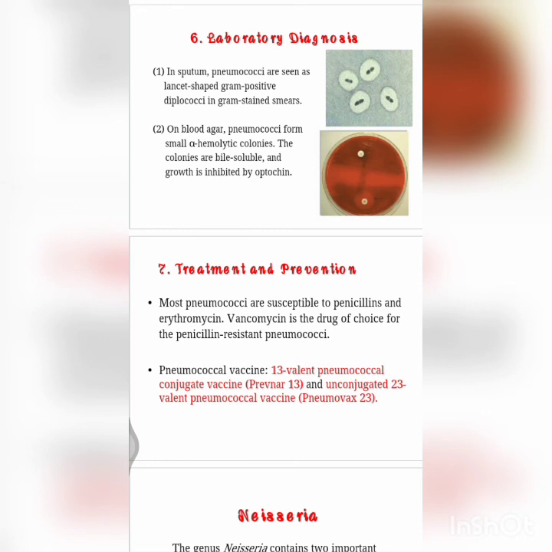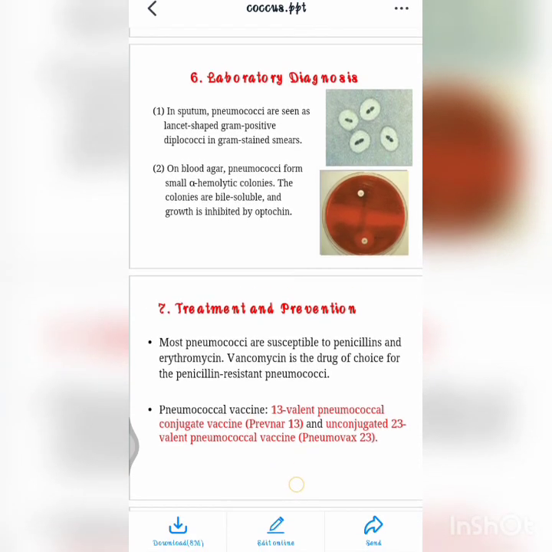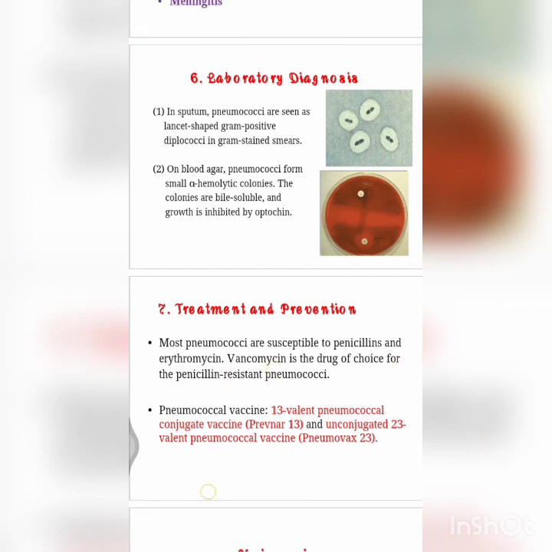Drug treatment is mainly by penicillin, amoxicillin, erythromycin, tetracycline, cephalosporins, vancomycin, and also fluoroquinolones. Most pneumococci are susceptible to penicillin, and erythromycin; vancomycin is the drug of choice for penicillin resistance. If some are resistant to penicillin, then multi-drug resistance may develop, so we may use other drugs. Finally, the pneumococcal vaccines are the 13-valent pneumococcal conjugate vaccine and the unconjugated 23-valent pneumococcal vaccine.